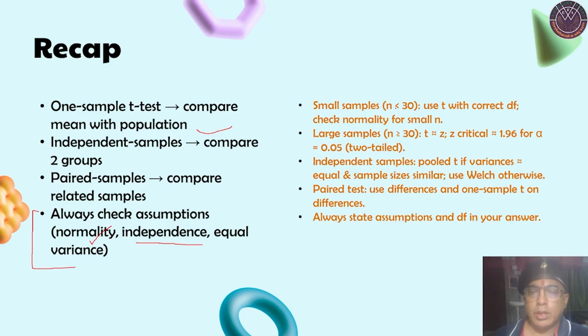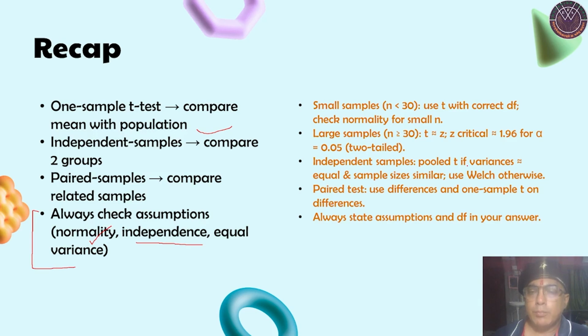So for a small sample, use t with the correct degrees of freedom, and check normality for small n. For a large sample, you can make use of the Z formula because it is just like a Z distribution.